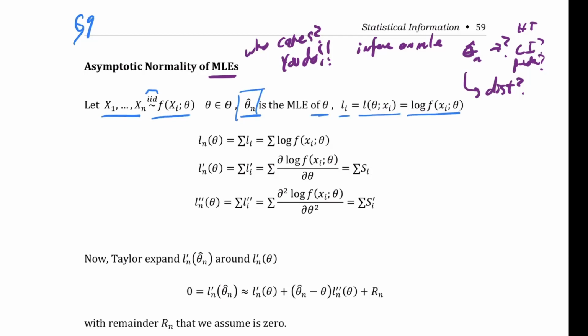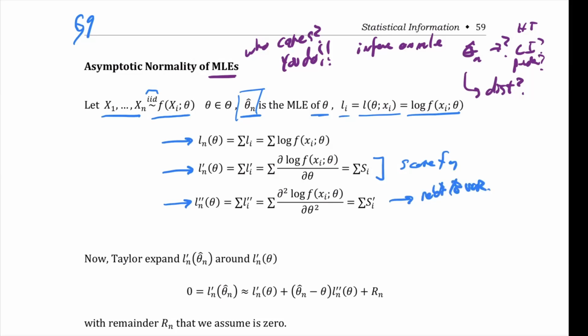The log likelihood based on n observations is this. The first derivative of the log likelihood based on n observations is this. And then the second derivative of the log likelihood is this guy here. And we've been talking about these things, trying to figure out what they are, and we've been seeing what they are. The first derivative of the log likelihood is the score function. And then the second derivative is related to the variance.